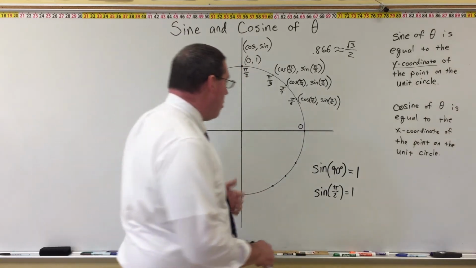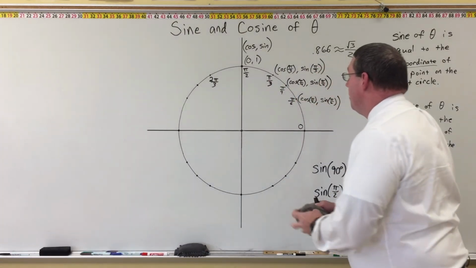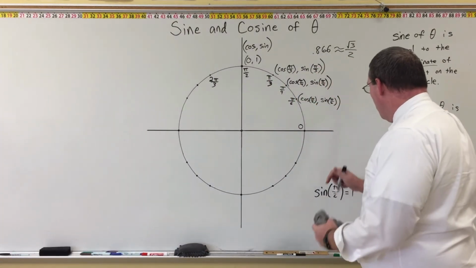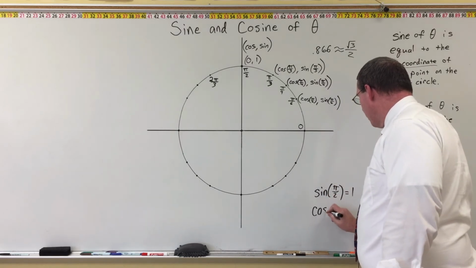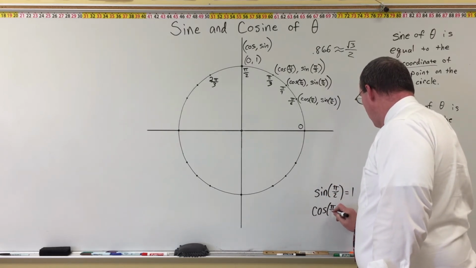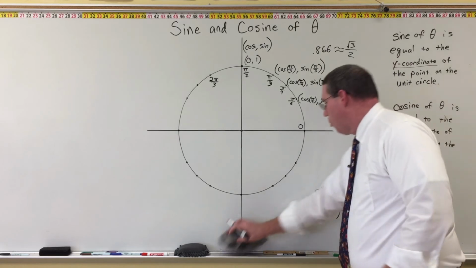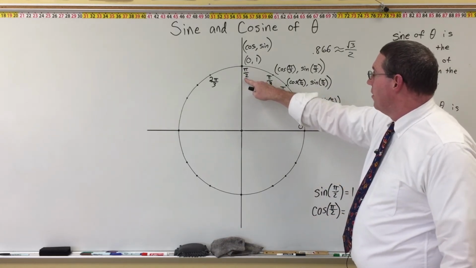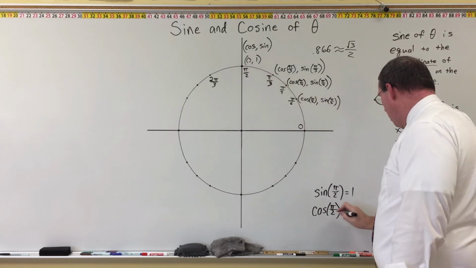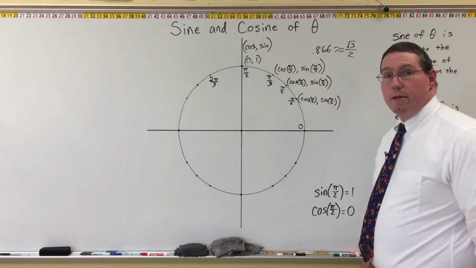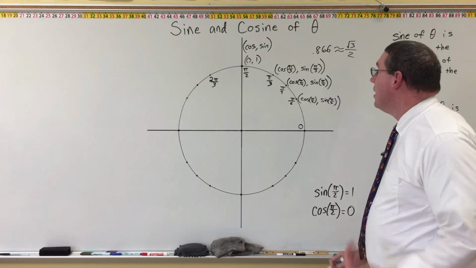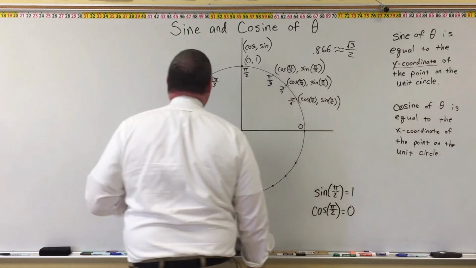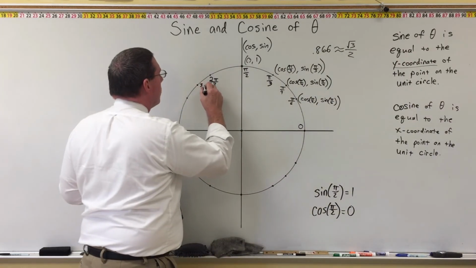Okay? All right, so if sine of pi over 2 is 1, then what would cosine of pi over 2 be? Well, remember, cosine is the x-coordinate. So go to pi over 2 on the unit circle and identify the x-coordinate, which is 0. Therefore, cosine of pi over 2 is 0. Okay? We can now do the exact same thing for all of the points along the unit circle.